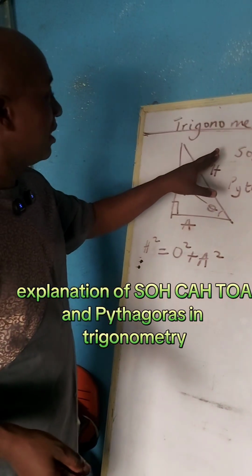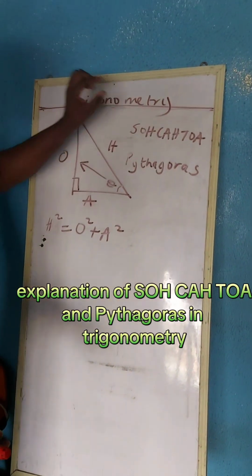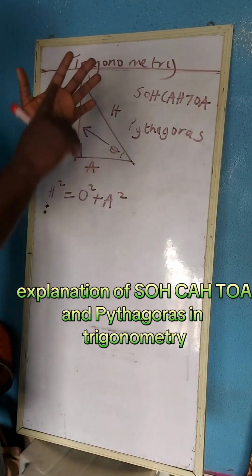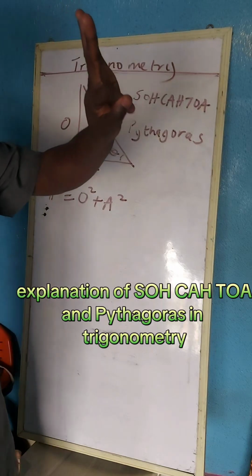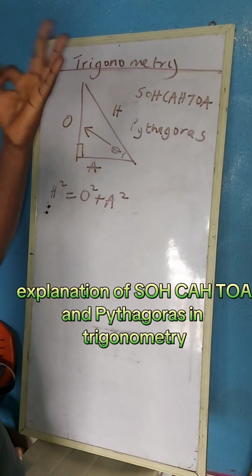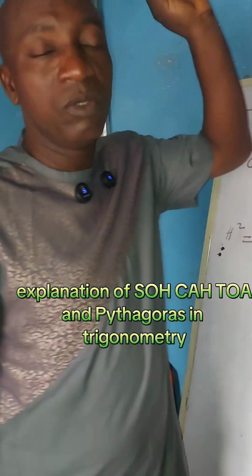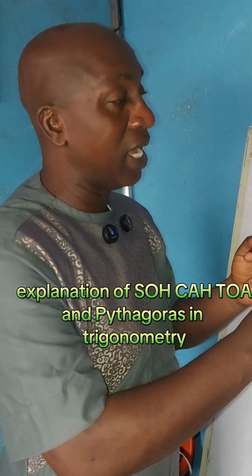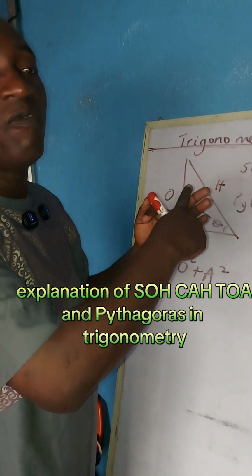SOHCAHTOA means sine theta equal to O over H. Opposite over hypotenuse. Sine theta equal to opposite over hypotenuse. 3 parameters: 2 sides, 1 angle. Whenever you want to be given questions, out of these 3 parameters, you will be given 2, you'll be asked to find 1. I told you when we did our equation, you will be given 2 parameters.